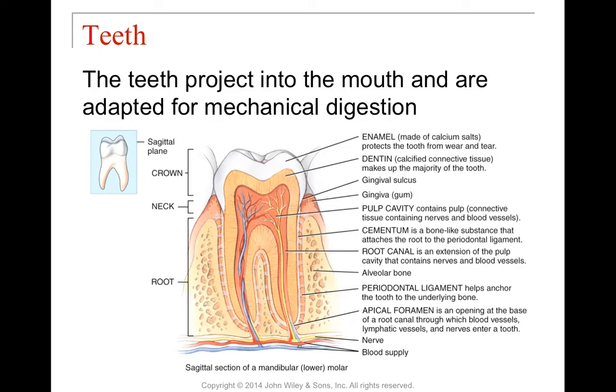And that crown consists of enamel, which is one of the hardest parts of the body, and dentin, which is calcified connective tissue. The dentin is actually going to make up the majority of the tooth, so it's going to run all the way down into the root.